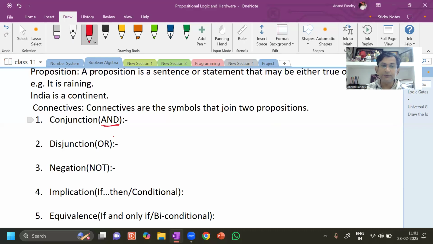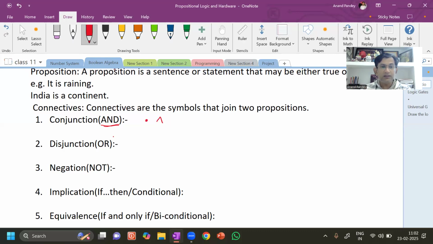The symbol used for conjunction is dot, and sometimes this symbol, the vertical V shape. These two symbols are used for the AND operation. What you are going to do is remember these symbols. They are used for conjunction, that is, for the AND operation.